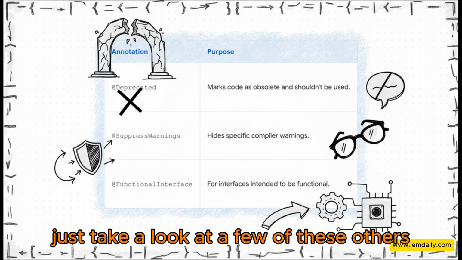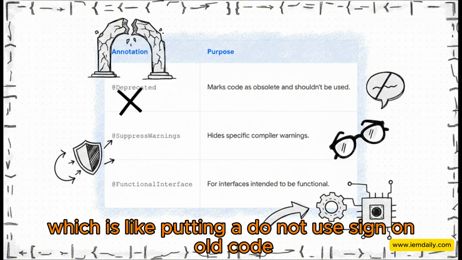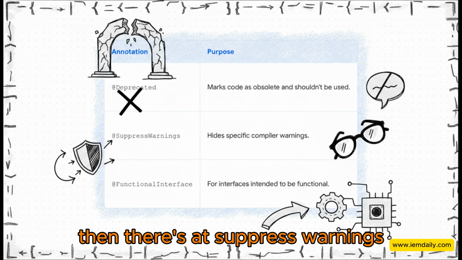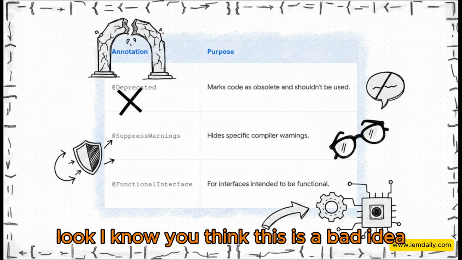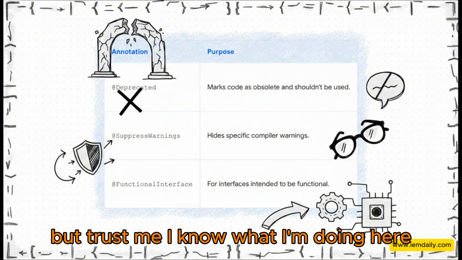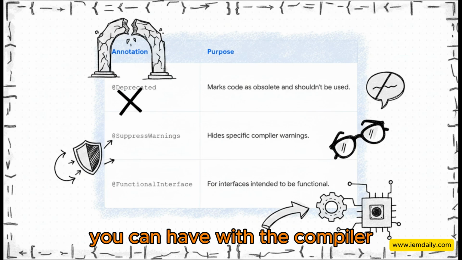Just take a look at a few of these others. We've got @deprecated, which is like putting a do not use sign on old code. Then there's @SuppressWarnings, which is basically your way of telling the compiler, look, I know you think this is a bad idea, but trust me, I know what I'm doing here. Each annotation is just a different kind of conversation you can have with the compiler.